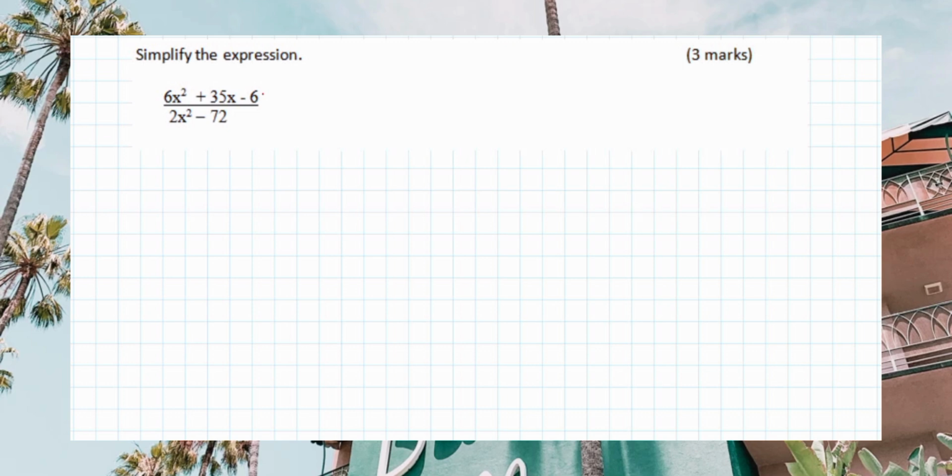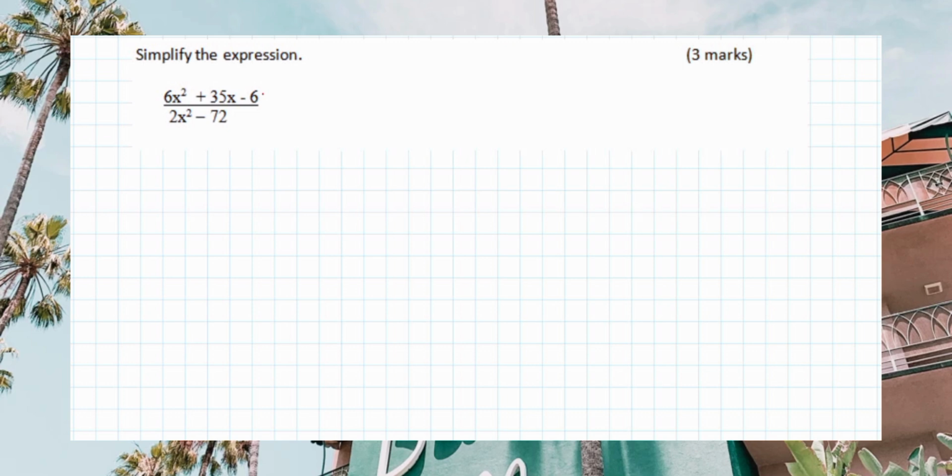Still on expressions, you're given 6x² + 35x − 6, all divided by 2x² − 72. We've been told to simplify the expression. In this scenario, we do the same: we go to the numerator and factorize, and then we go to the denominator and also factorize.